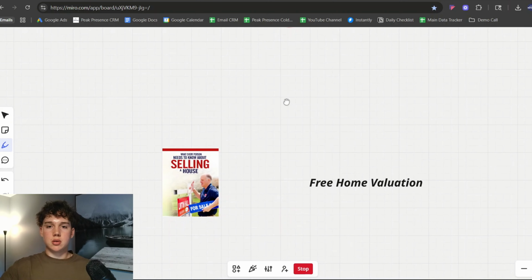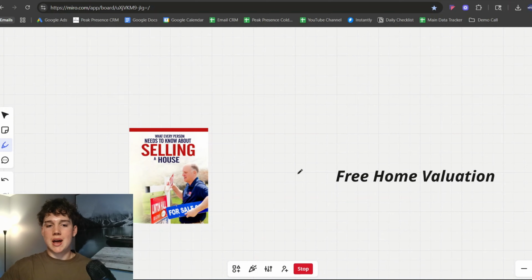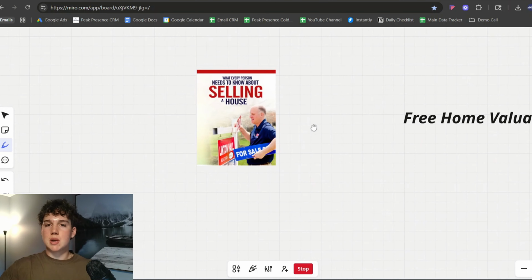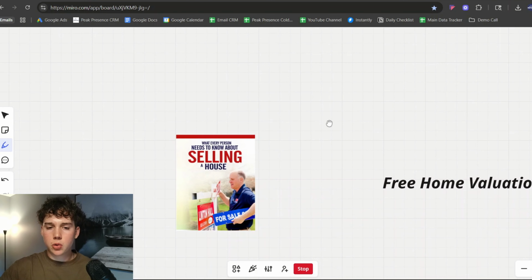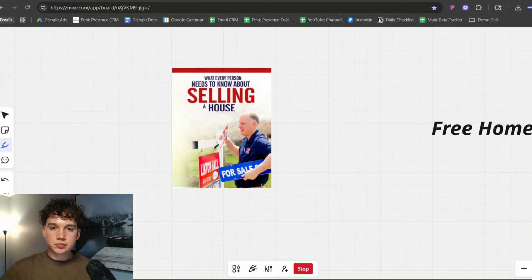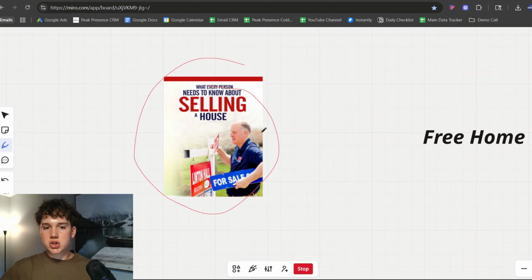So the two different options I came up with, and these are for sellers: I see a lot of weak lead magnets out there, but the two that stand out are, number one, some sort of ebook, but it just looks something like this, super generic.